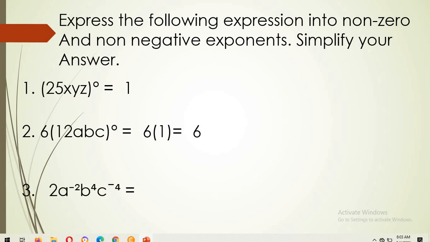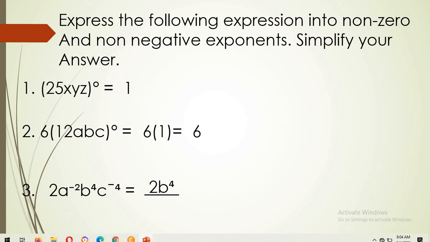Next is 2a raised to negative 2, b raised to 4, and c raised to negative 4. So, kung mapapansin nyo, meron tayong dalawang negative exponent, which is yung a raised to negative 2 and c raised to negative 4. So, anong gagawin natin dito sa mga may negative exponent? Yun lang yung gagalawin natin, i-inverse natin sila. And yung may positive exponent, yung 2 at saka yung b raised to 4, i-remain lang natin doon sa position nila. Okay? So, we have 2b raised to 4. Yan yung may mga positive exponent. I-remain lang natin sila. Intact lang sila doon sa position nila.